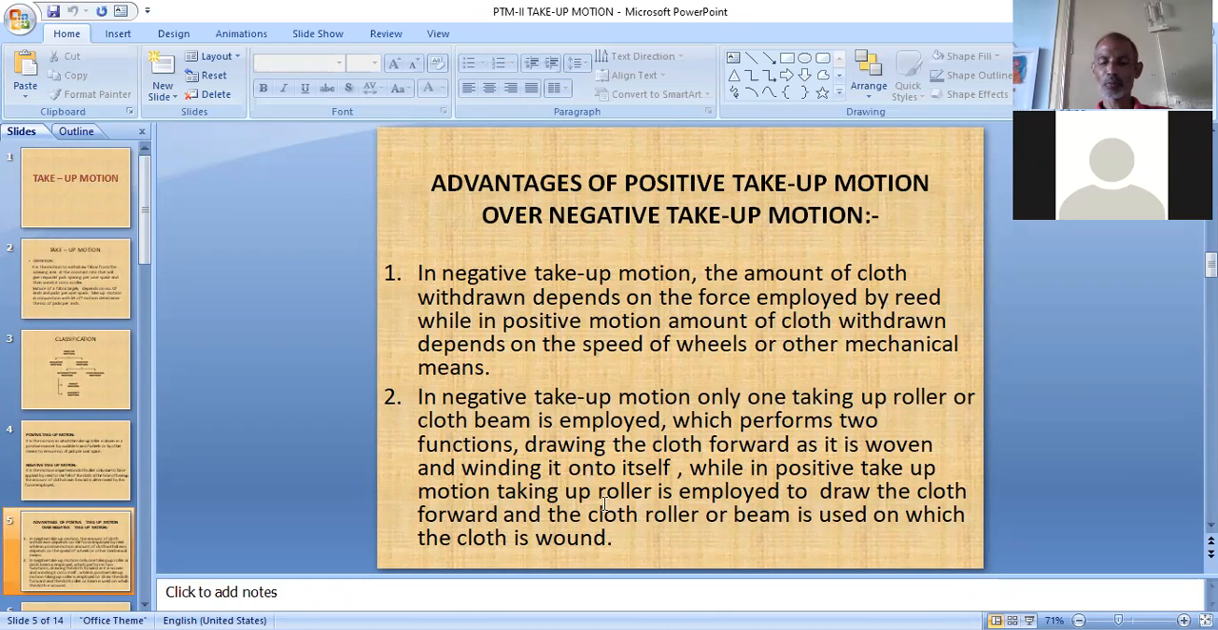While in positive take-up motion, a taking up roller is employed to draw the cloth. Cloth को forward draw करने के लिए हम roller use करते हैं, that is take-up roller, and a cloth roller or beam is used on which the cloth is wound. और एक cloth roller या beam separately हम use करते हैं, जिसके ऊपर cloth को wind किया जाता है. So two separate rollers we are using in positive take-up motion.